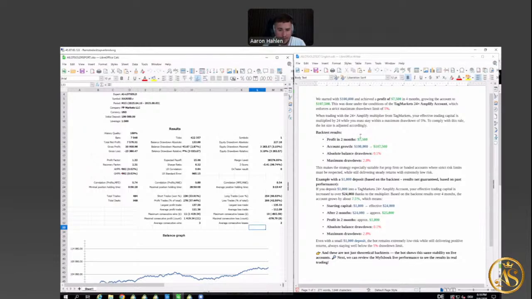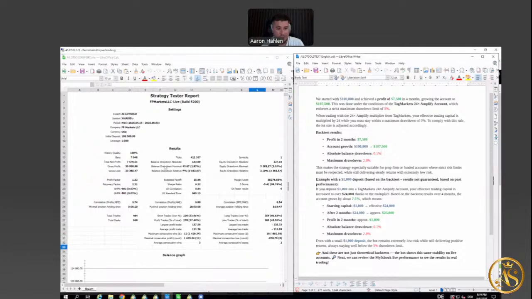The profit in 4 months, $7,500. The account was growing from 100,000 to 107.5. As you can see right here, absolute balance drawdown 0.1%, and the maximum drawdown 2.8%. This makes the strategy perfectly suited for prop firm or funded accounts, where we have strict drawdown risk limits. Also, the Tech Markets 24x and 12x accounts, while still delivering, of course, steady returns with extremely low risk, that you can also see right here.